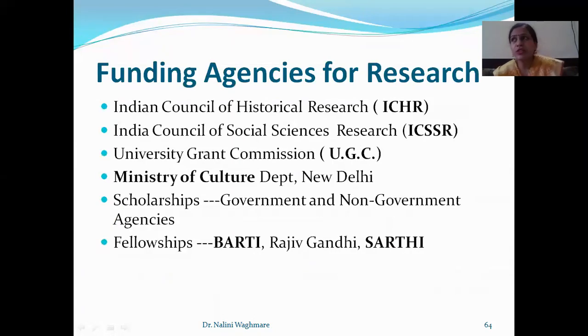Some are the funding agencies we give. Some of the funding agencies for research which give funds to research scholars are the Indian Council of Historical Research, Indian Council of Social Science Research, University Grants Commission, Ministry of Culture. Some scholarships are also given by the government and non-government bodies to research scholars. Then some fellowships are also there: Bharti, Rajiv Gandhi Fellowship, Sarthi Fellowship, even UGC also gives some fellowships, and ICHR junior and senior fellowships are also there for researchers.